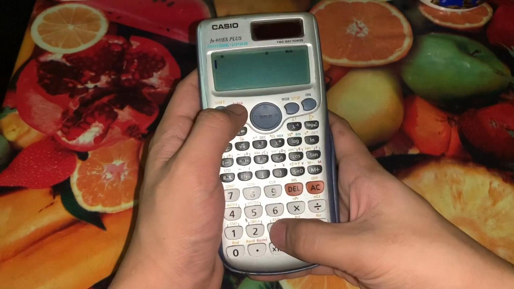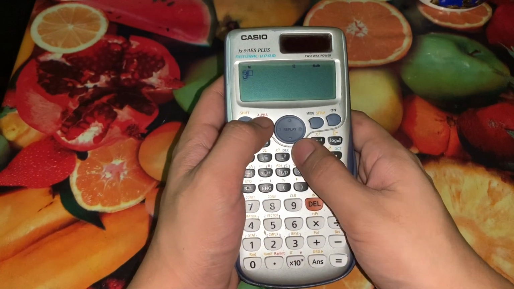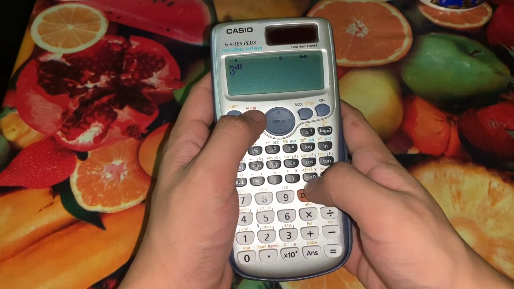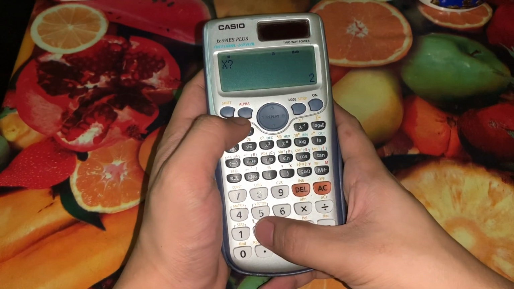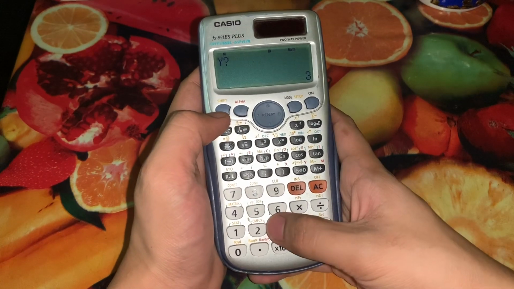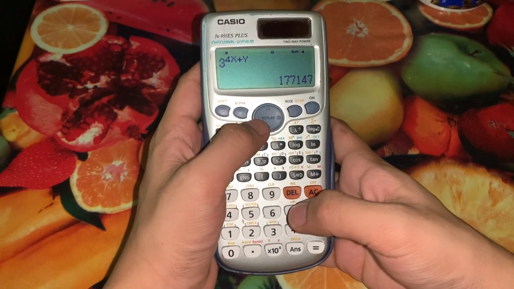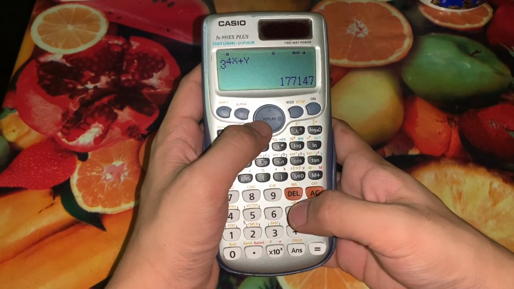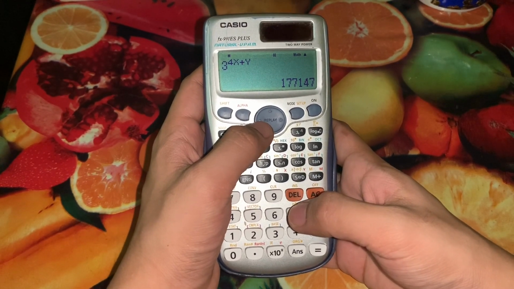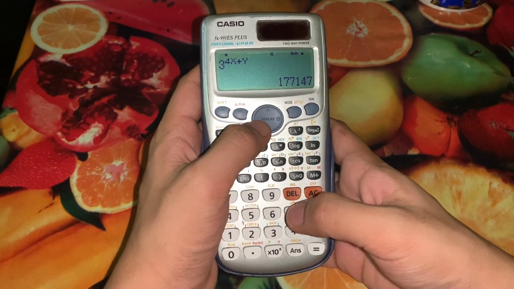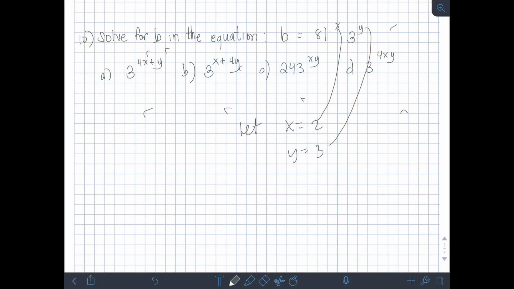So, yung A ay 3 raised to 4 alpha X plus alpha Y. Calc natin, same value ay yung X is equal to 2 and Y is equal to 3. Okay, so therefore, tama agad. Nagtali ulit dun sa original expression natin. Yung sagot niya ay 177147 din. So therefore, ito na yung answer natin agad. Okay? So therefore, the answer is letter A.